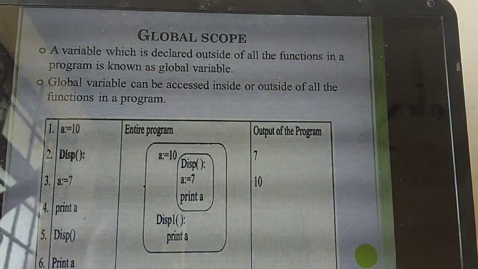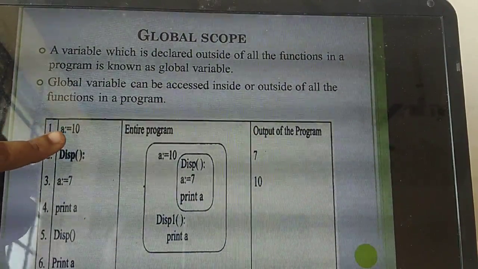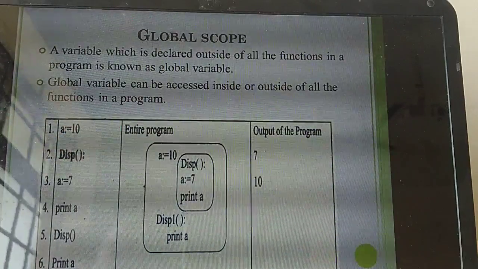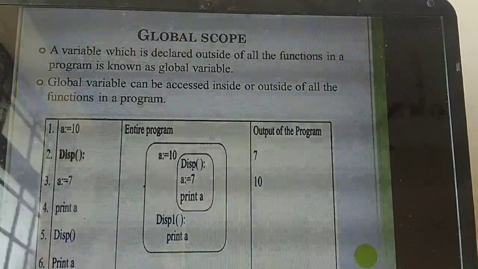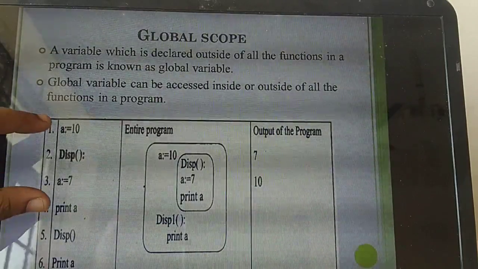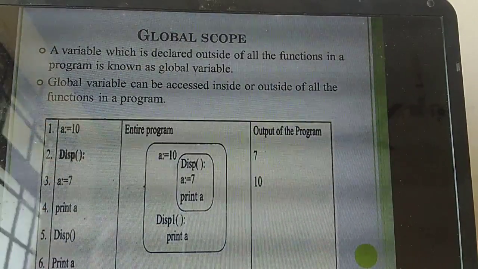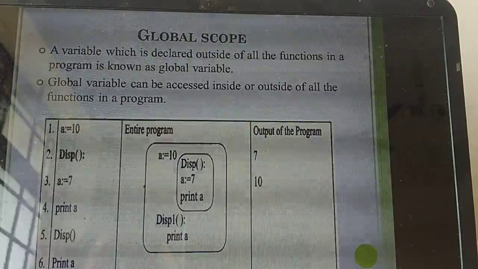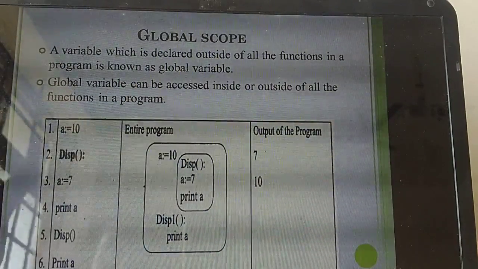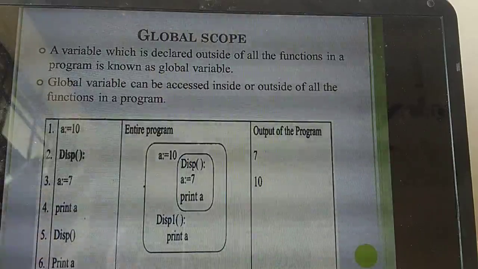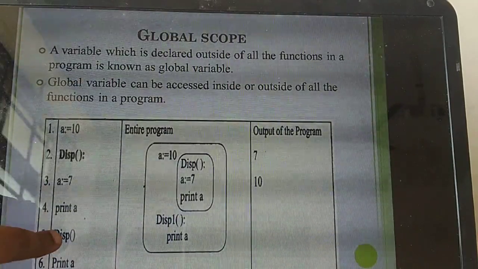Say this variable A I have given, whether I have given inside this function or outside this function. Variable A is first outside the function, isn't it? Inside the function, this alone: display of A equal to 7, print A. Understand? How many functions are there in this program? 2. What are they? Disp A f and disp 1 of.